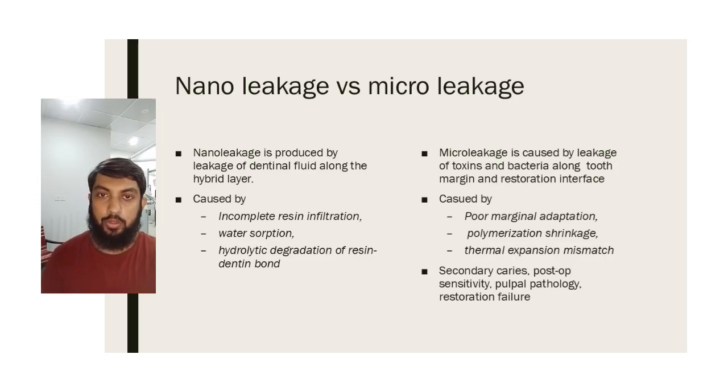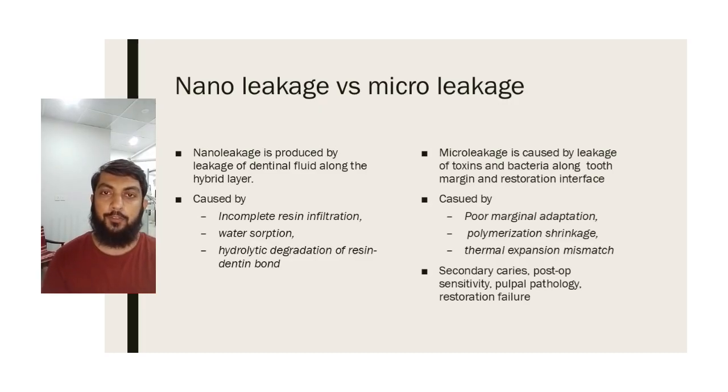from the dentinal tubules. The matrix metalloproteinases cause the degradation of the resin tags and cause leakage along the resin tags, known as micro leakage, which was the leakage of oral fluids, bacteria, and anything along the tooth and resin restoration or composite restoration interface. Basically, this is a leakage of oral saliva, bacteria, and everything along the tooth surface and composite interface. So it is called micro leakage.